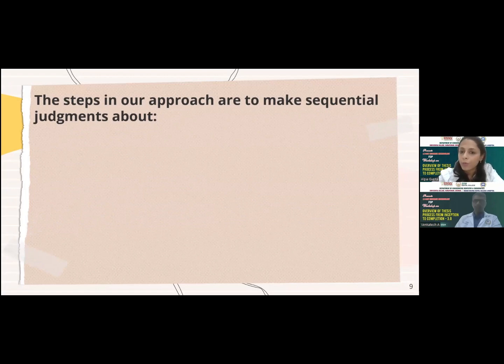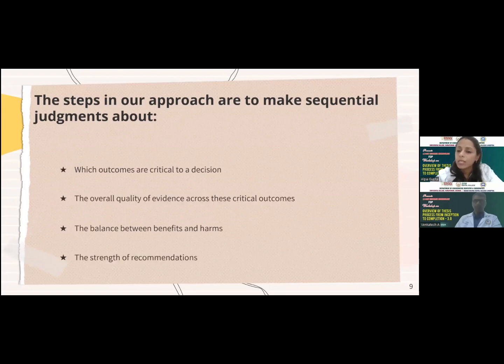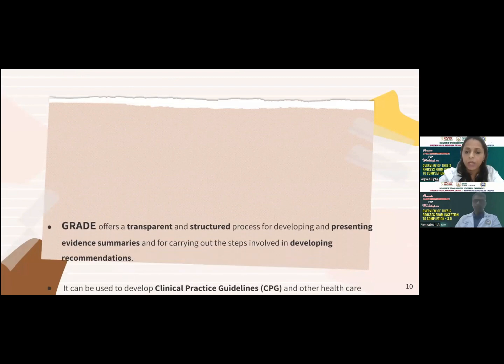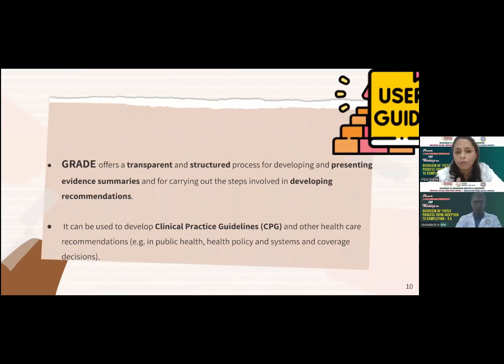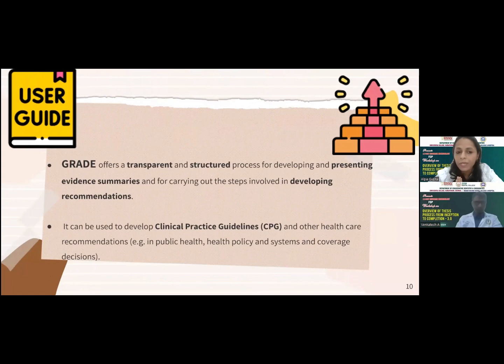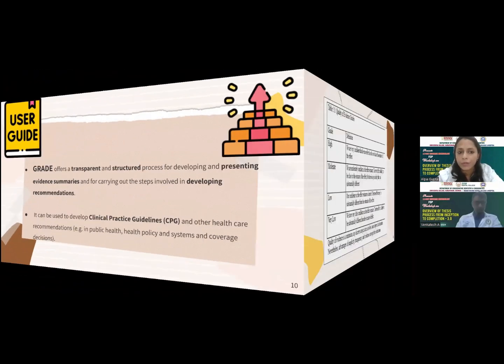The steps in our approach to make a sequential judgment are: number one, you first have to decide which outcomes are important or critical to make a decision. Number two, you have to look at the quality of evidence across these outcomes. Number three, what is the balance between the benefits and harms of that treatment? And lastly, you have to make the strength of recommendation. So GRADE basically offers two parameters: the quality of evidence, and lastly, making the recommendations.